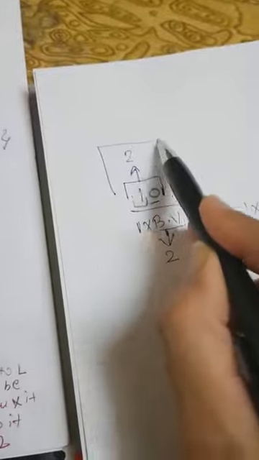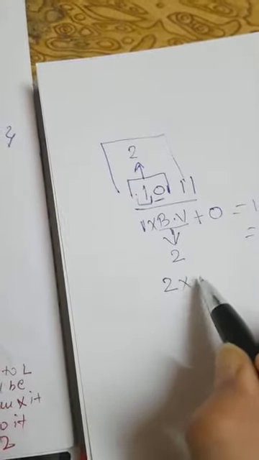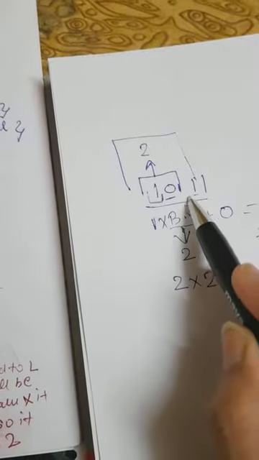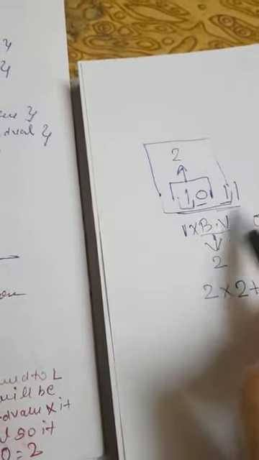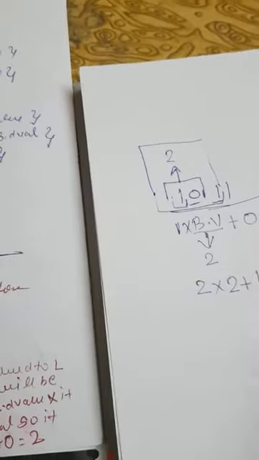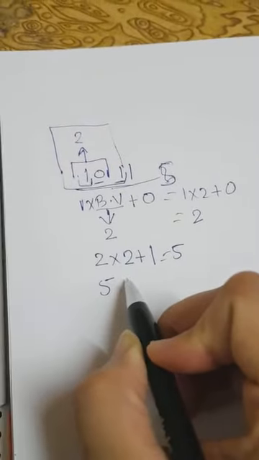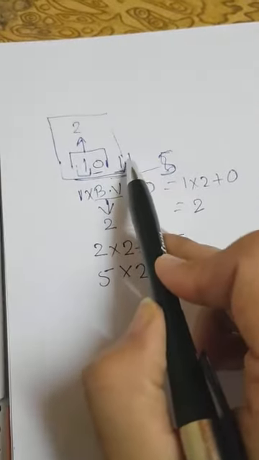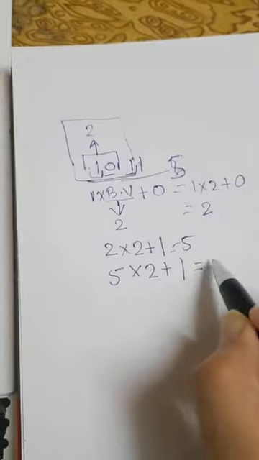Okay, now we have to calculate for this. Previously, for 10 the value was 2. Now the base value is 2, and plus the next value, that is 1, so it will be 5. Fine. Now 5 again into the base value, and plus the next value, which is 1. So we add 1, and it is equal to 11.